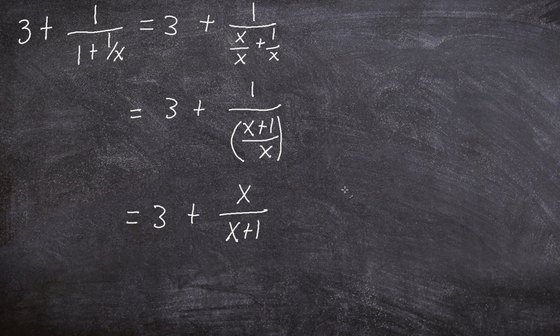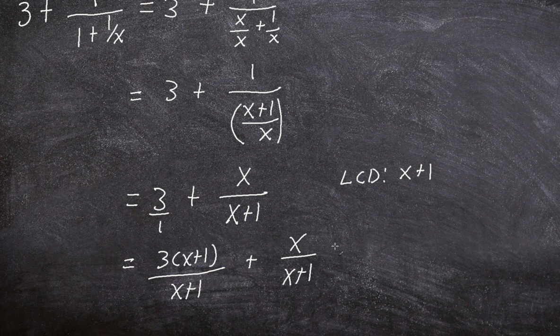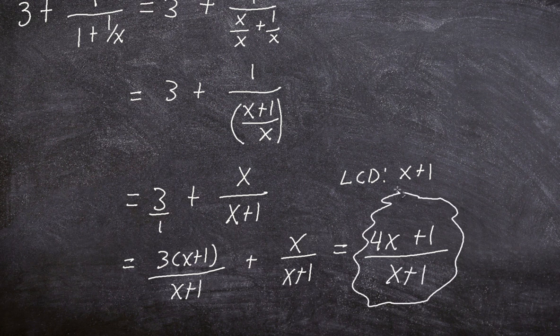What would the LCD be for this problem? Well, this is 3 over 1, so the LCD is x plus 1, or 1 times x plus 1. So we'll have 3 times x plus 1 over x plus 1 plus x over x plus 1, okay? And we're almost done. So we have 3x plus x, that's 4x, and then 3 plus, there's no numeral there, so just 3, over x plus 1, okay? And that's the final answer right there, all right?